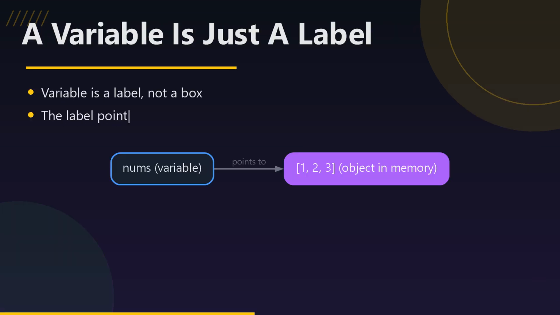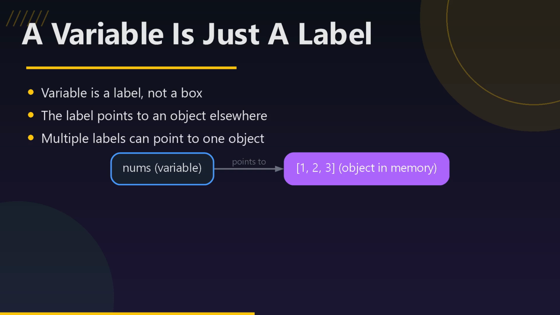Here's the part most people never get told clearly. A variable isn't a little box holding your values. It's more like a sticky note pointing at a box sitting somewhere else in memory. When you mutate a list, you're not touching the sticky note at all. You're reaching past it and editing the box it points to. That distinction is about to explain everything.